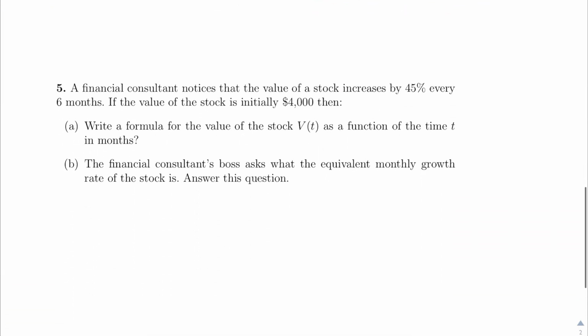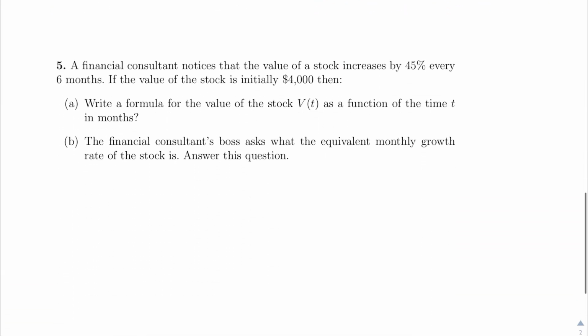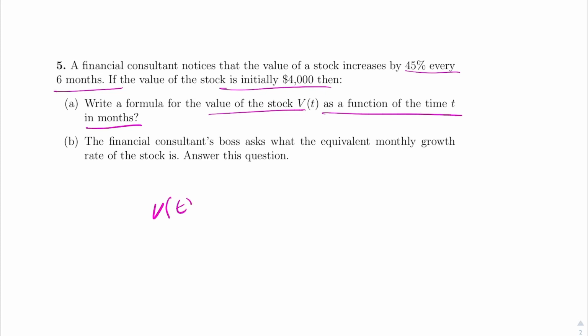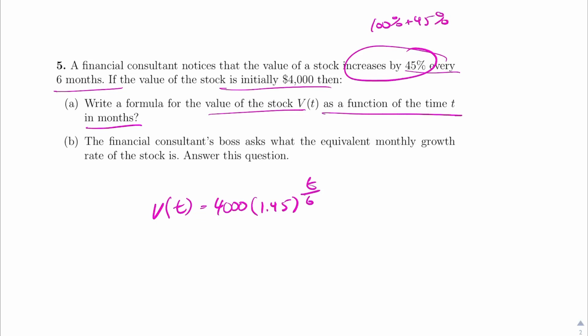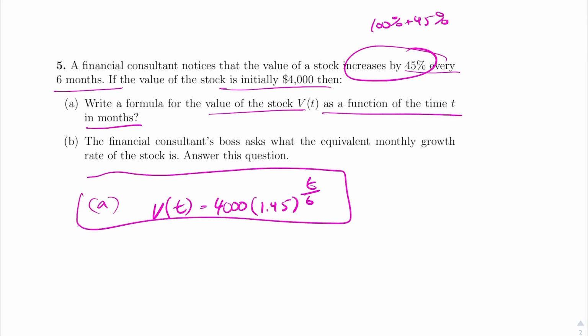A financial consultant notices that the value of a stock increases by 45% every 6 months. The value of the stock is initially $4,000. Then write a formula for the value V of t as a function of the time t in months. So V of t is equal to 4,000 times 1.45, from 100% plus 45%, to the t over 6 because it's every 6 months. So it looks like this is A.